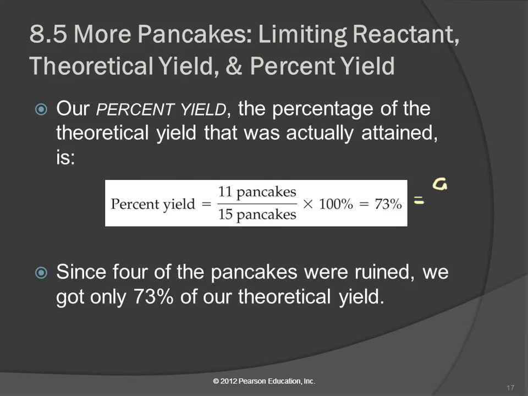This is the actual over the theoretical yield times 100 to make it a percentage. So how much you actually made divided by how much you should have been able to make. And so we find that our percent yield for pancakes today was 73%. Not too bad. Could be worse.